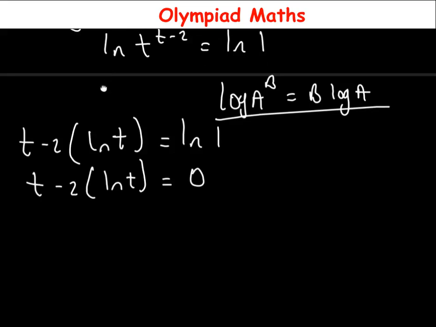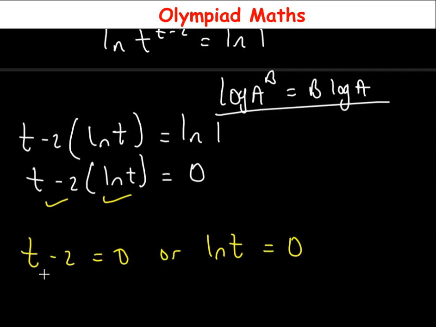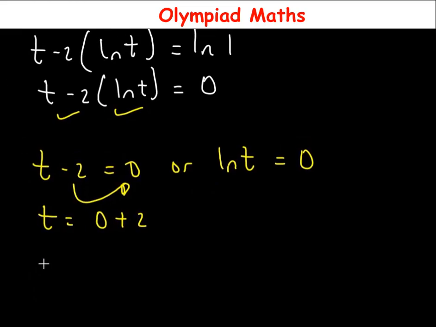So solving this further, we have it that t minus 2 is equal to 0 or ln t is equal to 0. Now from here, if you move minus 2 over, this becomes t is equal to 0 plus 2, and then the value of t is equal to 2. Now this is the first solution for the value of t. But then let's also solve for the value of t from this second equation.